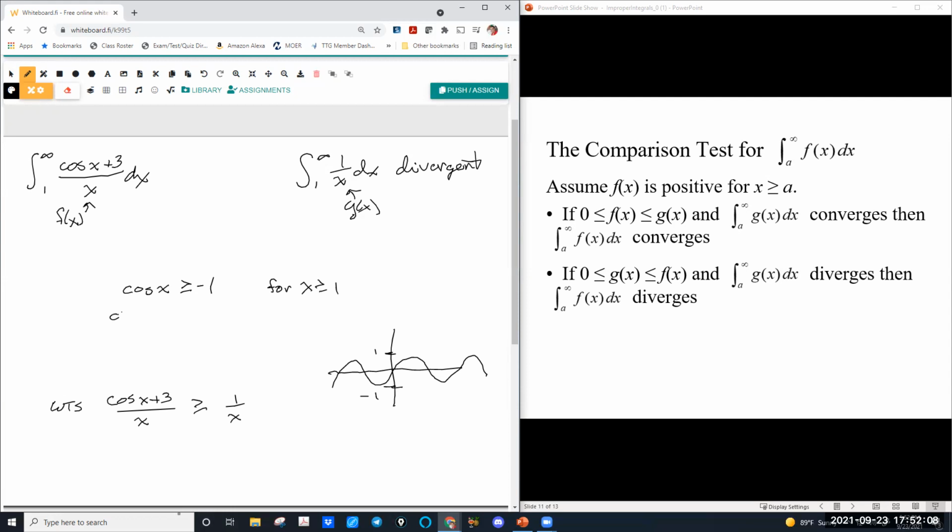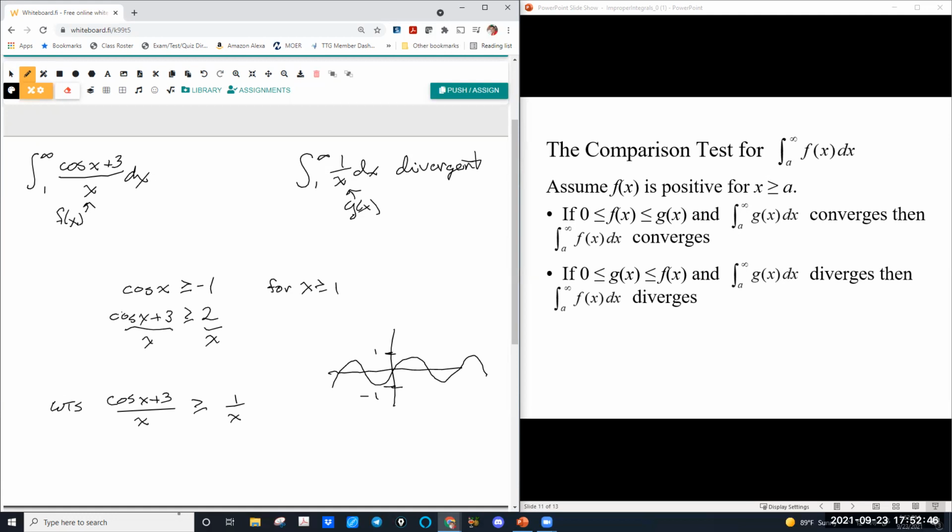Then, if we add 3 to both sides, cosine of x, whoa, too many x's, sorry guys. Cosine of x plus 3, well, add 3 to that side, we can add 3 to this side, is greater than or equal to 2. All right, well, let's divide both sides by x. All right, that's great. Well, 2 over x.